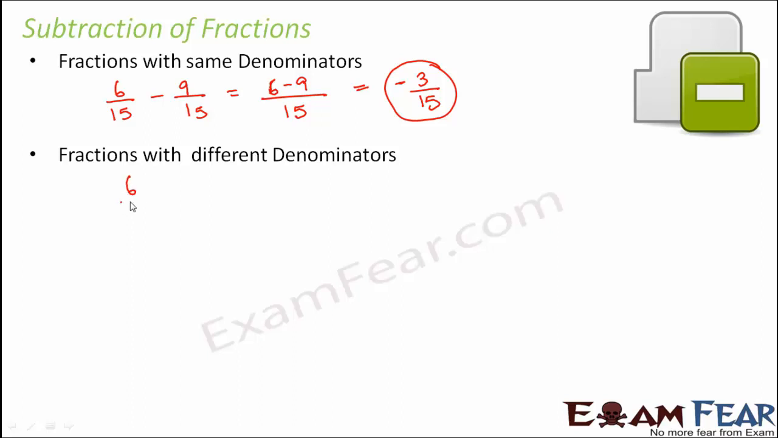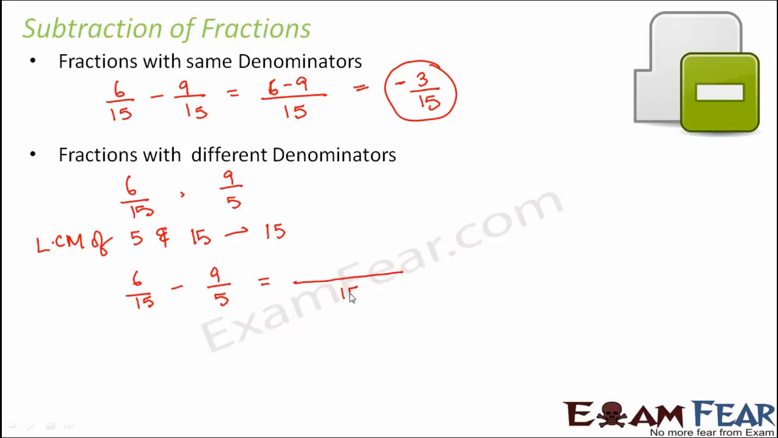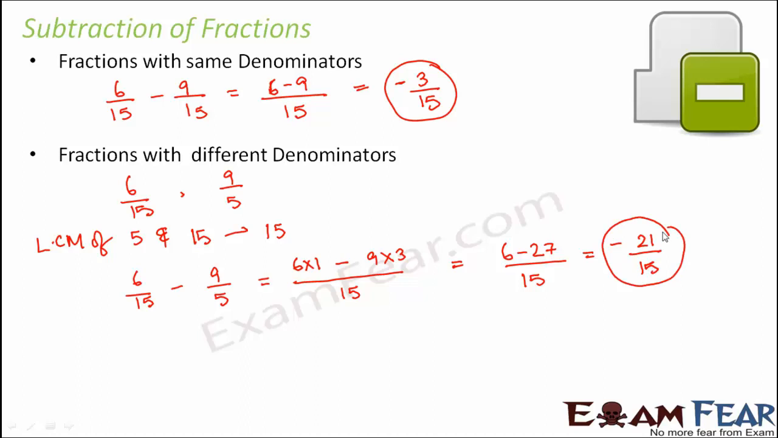And when you have fractions with different denominators, like 6 by 15 and 9 by 5, in this case again you find the LCM of 5 and 15. Just now in the previous slide, we found that the LCM of 5 and 15 is 15. So 6 by 15 minus 9 by 5 is equal to, denominator would be 15. Now 15 into 1 is 15, therefore 6 into 1 minus, 5 into 3 is 15, so 9 into 3. So this would be 6 minus 27 divided by 15, which is equal to minus 21 divided by 15. This is the result of subtraction.